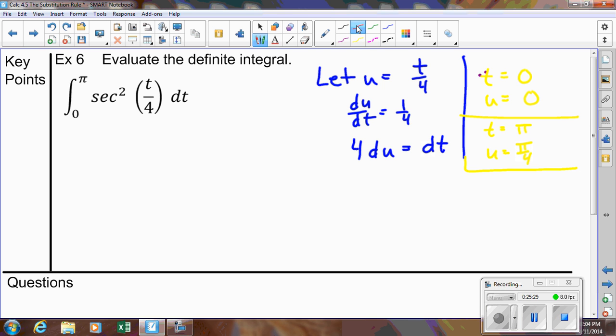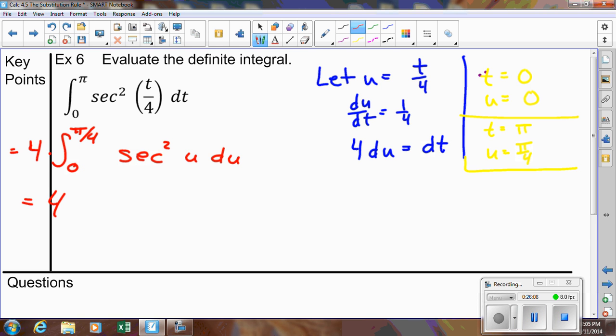Okay, making these substitutions, the lower bound of 0 for t is a lower bound of 0 for u. The upper bound of pi for t corresponded to an upper value of pi over 4 for u. And then we had secant squared u du with the 4 factored out. Did all of that make sense? Okay, I'm seeing heads nodding yes.